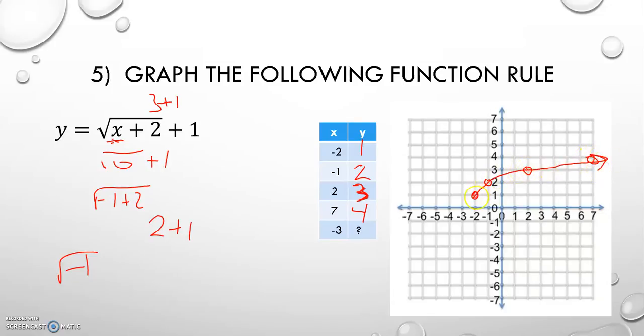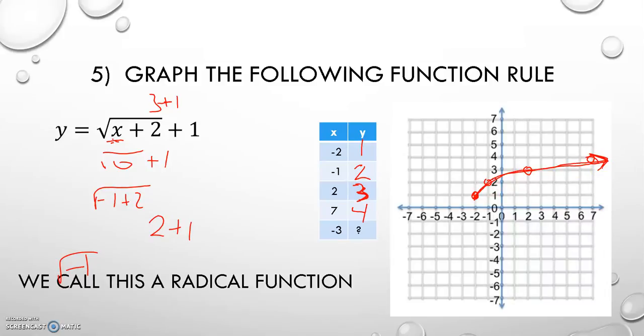It actually starts right here at this point and then just kind of shoots off to the right like that. We call this a radical function, and the graph is always going to look something like that. Now sometimes it'll go up, sometimes it'll go down, but it'll always be shooting off to the right somehow. So these are the 5 different types of graphs that we're going to have on our homework assignment.